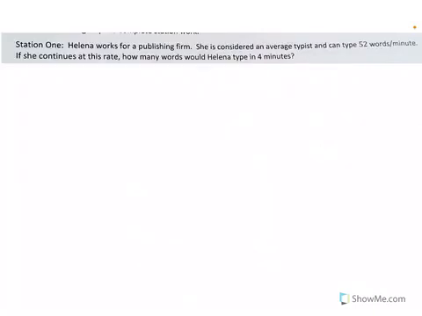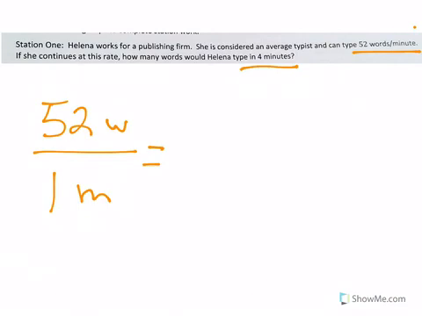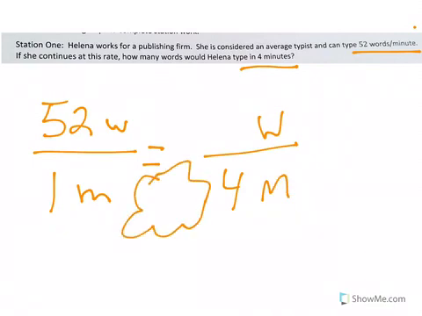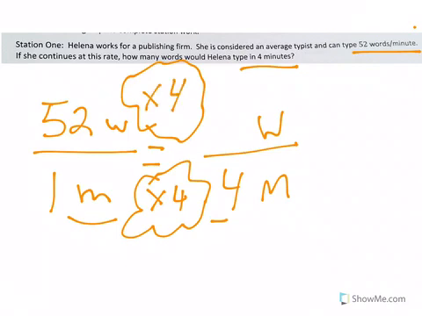Okay, let's try another one. Helena works for a publishing firm. She is considered an average typist, and she can type 52 words per minute. If she continues at that rate, so she doesn't speed up or slow down, how many words would Helena type in 4 minutes? Well, we know she can type 52 words in 1 minute. We want to know how many words she would type in 4 minutes. Well, again, use that constant or that magic number. From 1 to get to 4, we're going to have to multiply by 4. If you do something to the numerator or the denominator, you have to do the same thing to the other one. 52 times 4.